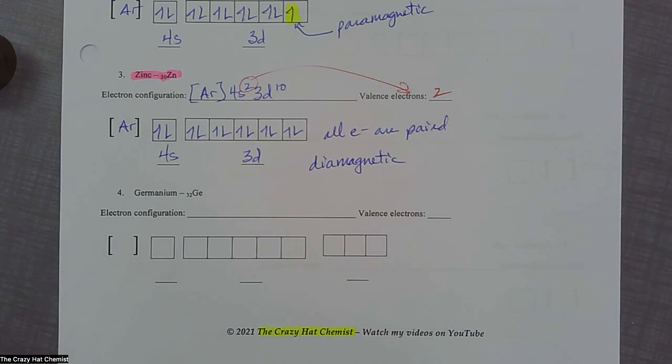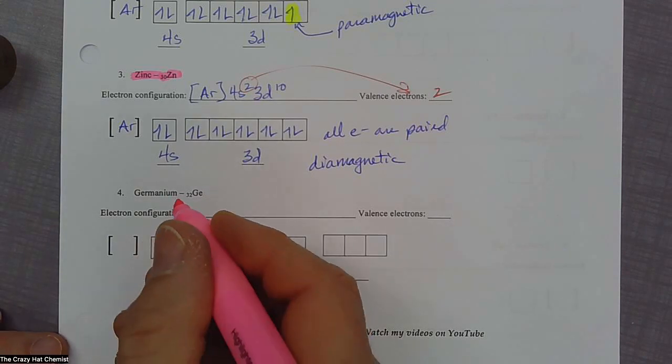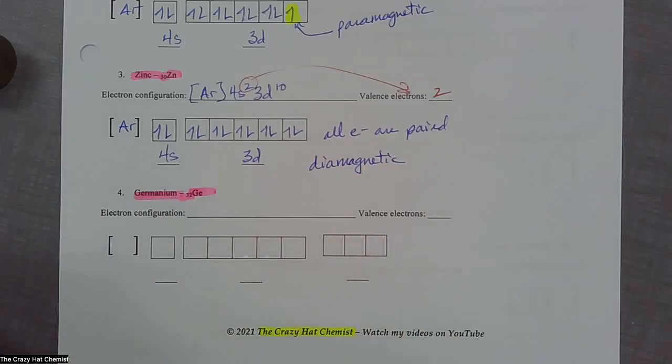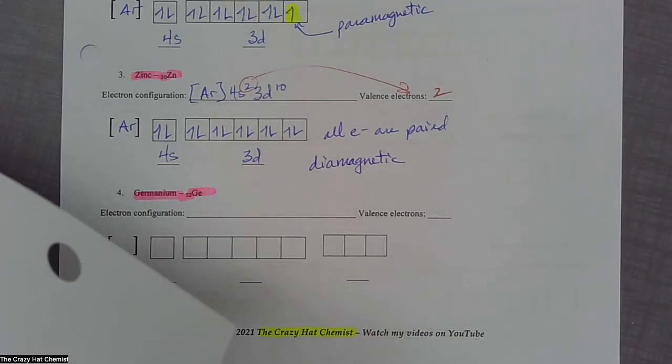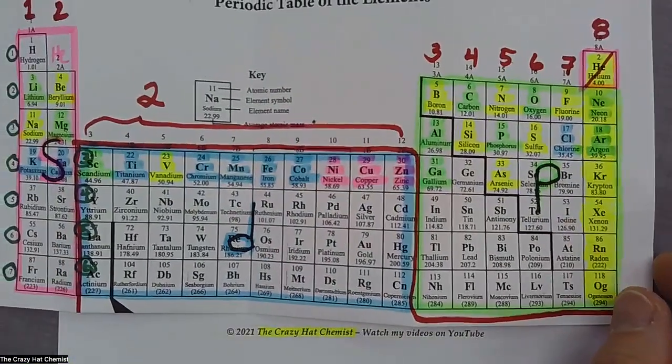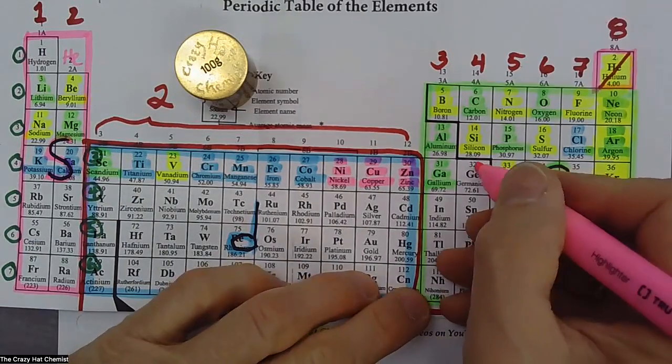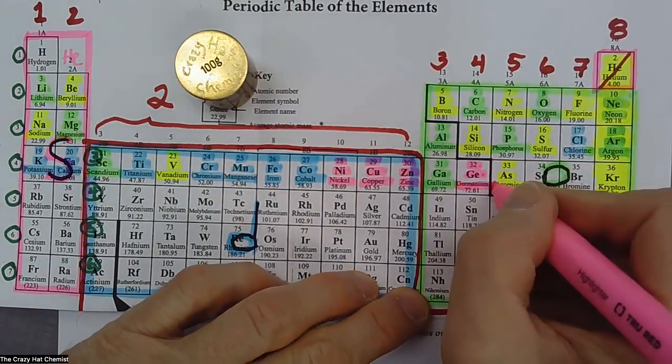So diamagnetic is not attracted to a magnetic field. That's what it is. Okay, the next one that we are going to do is element number 32, which is germanium, and that is Ge. Let's see if we can find that on our periodic table. Okay, and here we go. Number 32, that's Ge, for germanium.